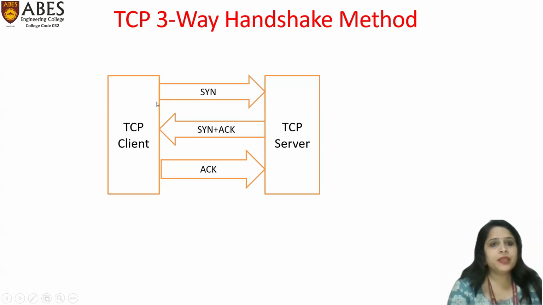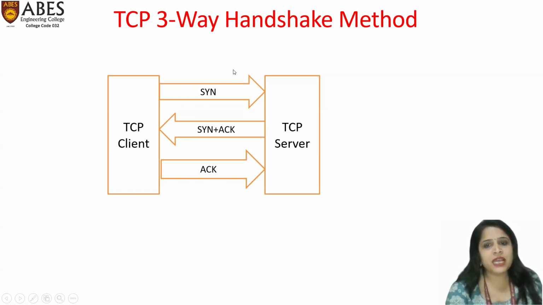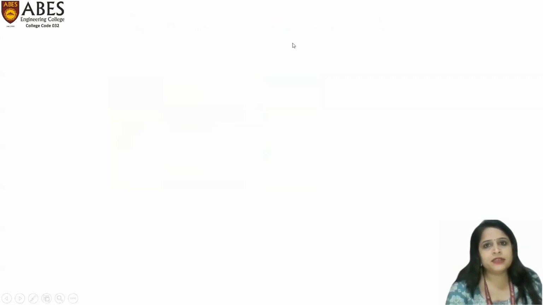You can see here, this is a TCP client and this one is the TCP server. In the first phase, the TCP client sends a SYN segment to the TCP server, and in the second phase, the TCP server sends a SYN segment plus the acknowledgement of the client's SYN packet. And after that, in the third phase, the TCP client also acknowledges the SYN segment to the TCP server. So in this three-step process, a proper connection is established between client and server. To understand this connection establishment process in detail, let us take an example.